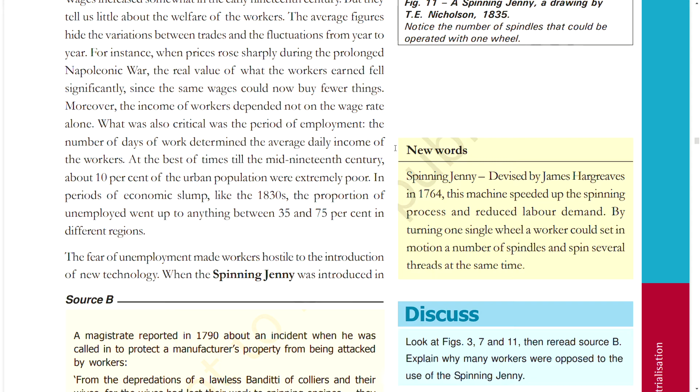New words: spinning jenny. Devised by James Hargreaves in 1764, the machine speeded up the spinning process and reduced labor demand. By turning one single wheel, a worker could set in motion a number of spindles and spin several threads at the same time.